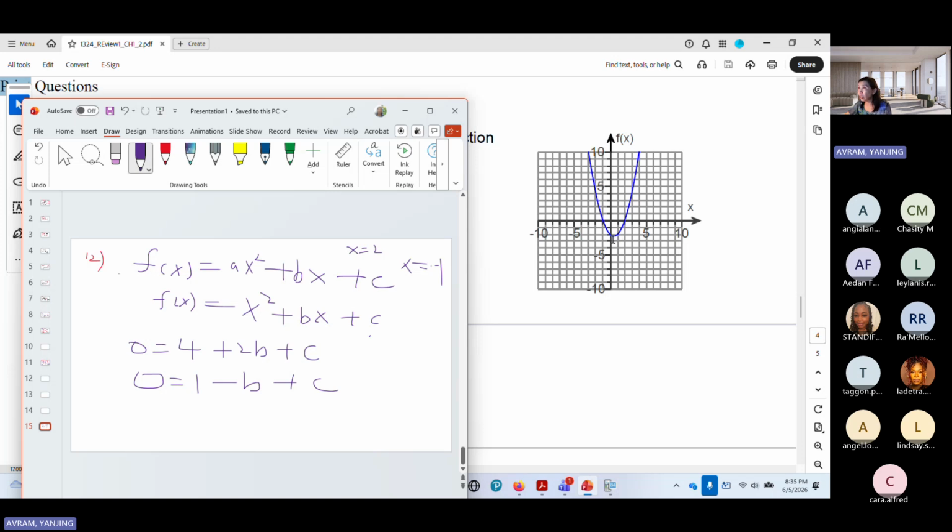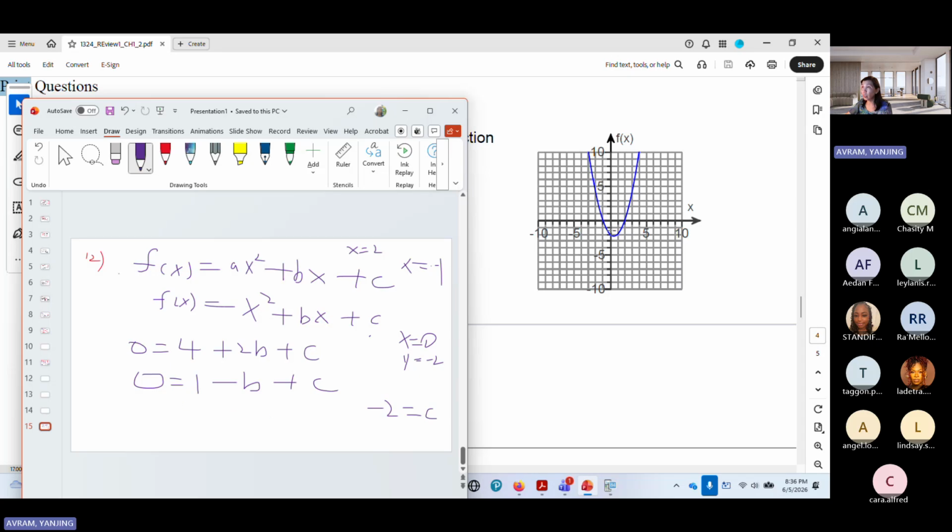Actually, you can also use the point when x is 0. Y is what? Y is -2. So when x is 0, y is -2. You can use this one to solve easily. So that means c will be -2. Look at it, this one I can solve for c easily. When y is -2, x is 0. So c is -2, right?